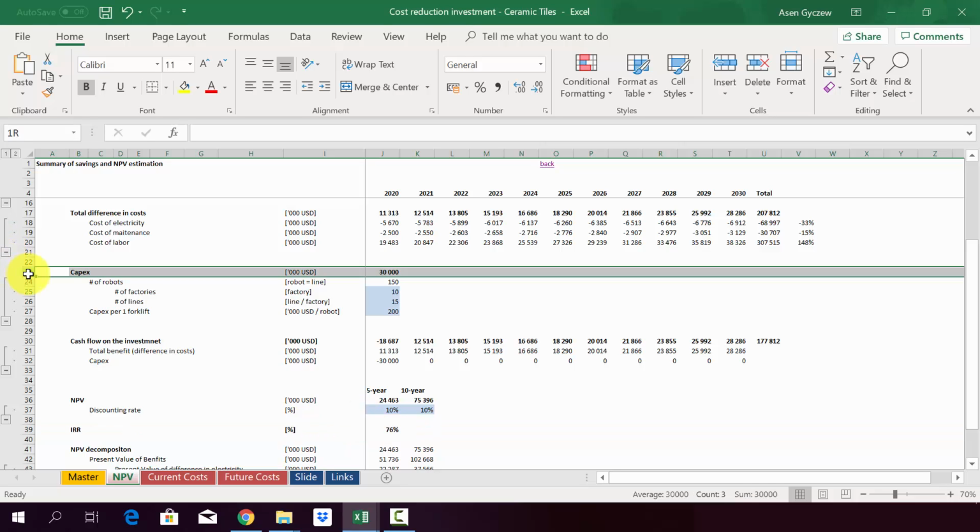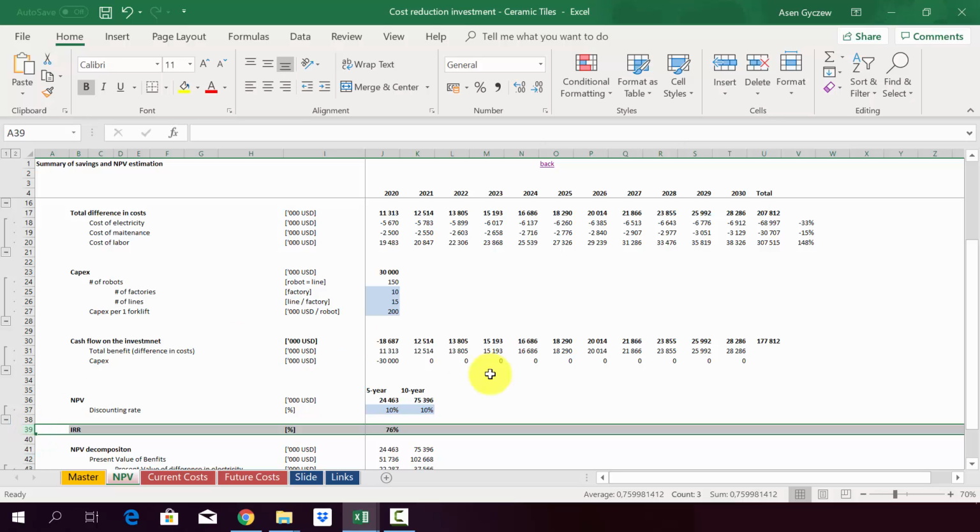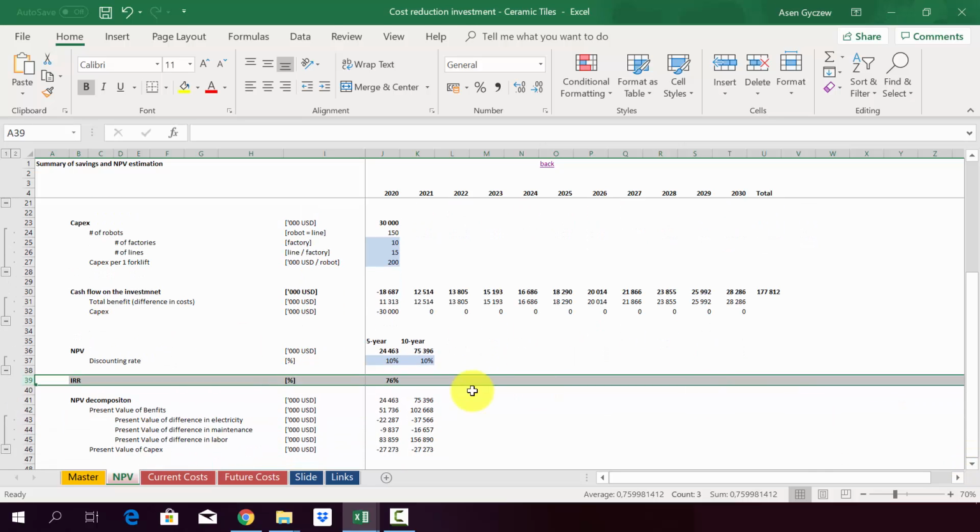So despite CapEx being huge, the internal rate of return is huge as well due to the fact that we have very high annual savings because we get rid of a lot of people.